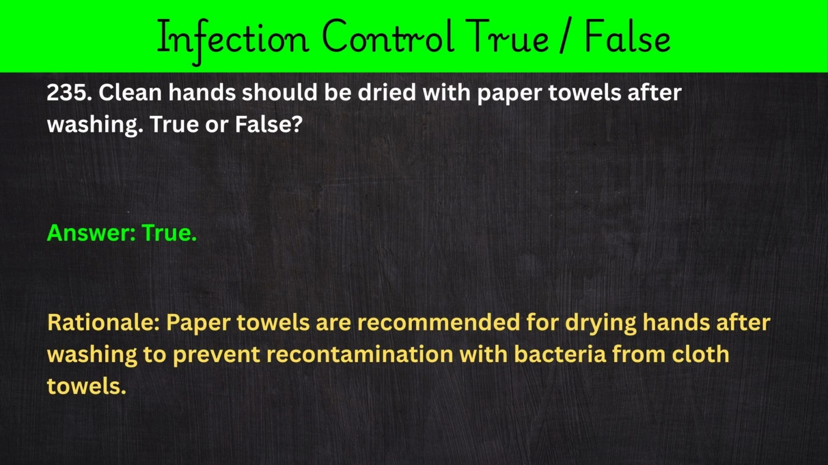235. Clean hands should be dried with paper towels after washing. True or false? Answer: true. Rationale: paper towels are recommended for drying hands after washing to prevent recontamination with bacteria from cloth towels.